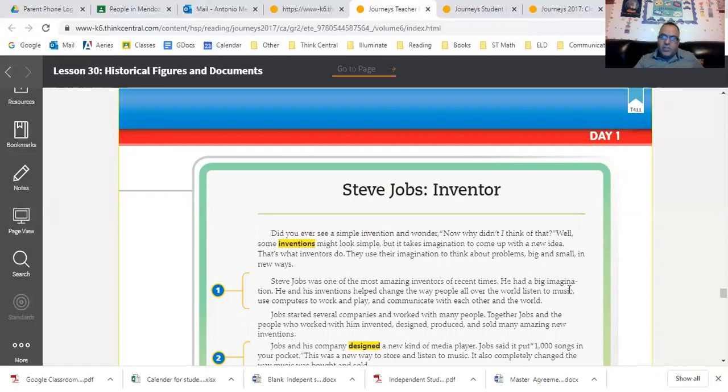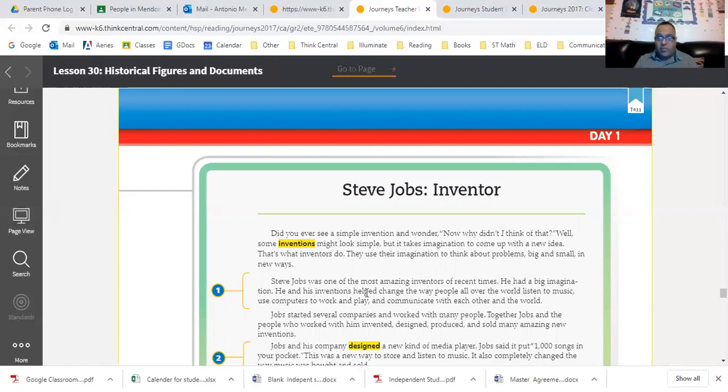He had a big imagination. He and his inventions helped change the way people all over the world listen to music, use computers to work and play, and communicate with each other and the world. His inventions helped the entire world. All inventions do. Most inventors sometimes take an idea from somebody else and make it their own, but just add more to it and make it a better product.